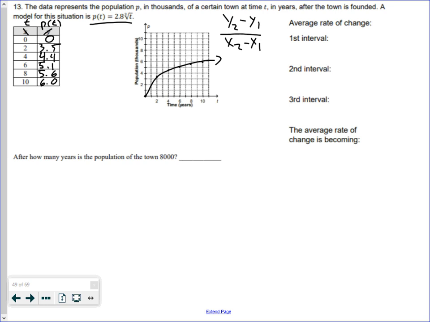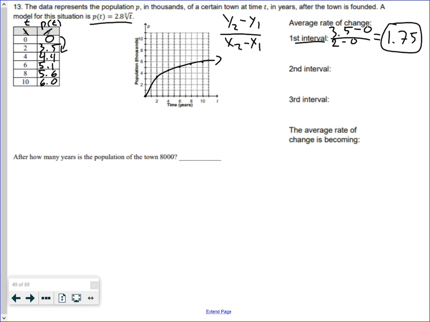So our first interval that we need to find is the rate of change from 0, 0 to 2, 3.5. That's the first interval between 2 points. If we plug in our terms, y2 is 3.5 minus y1, which is 0, all over x2, which is 2, minus 0. So basically 3.5 divided by 2, which is about 1.75.